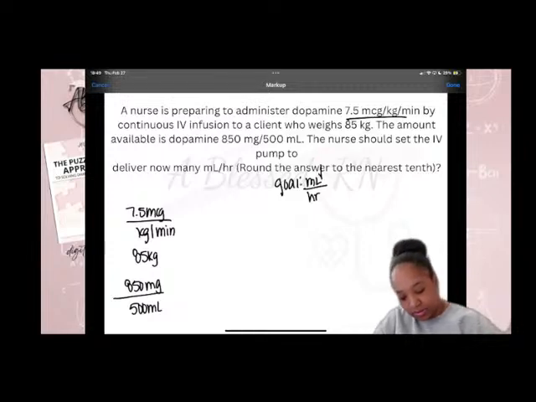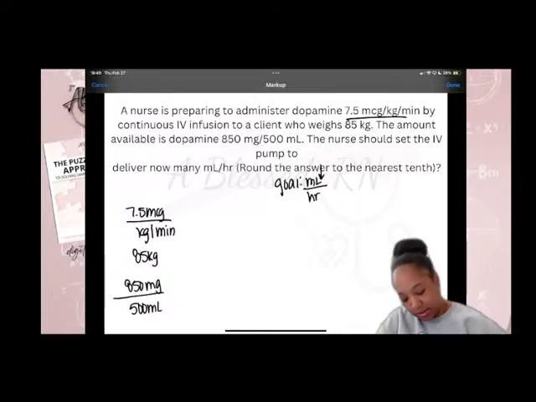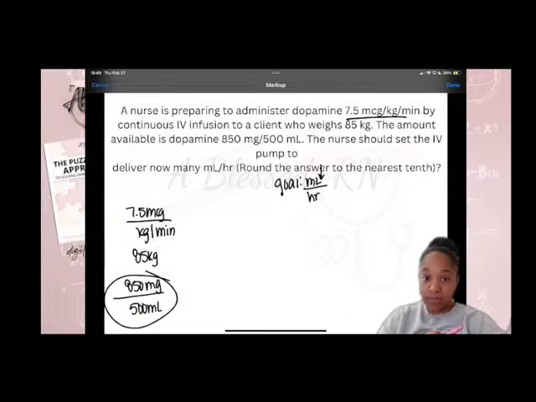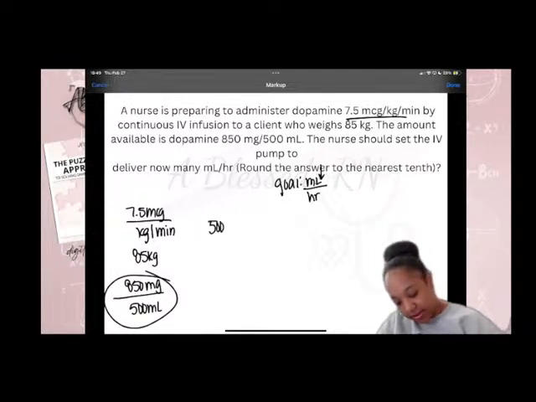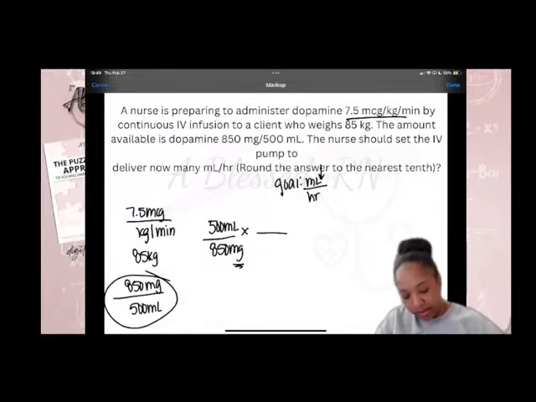Milliliters. Start with that top goal, okay? So that's the puzzle piece that has milliliters in it. Flip it. All right? 500 ml over 850 mg. Okay? So what comes next? We've got milligrams at the bottom. Milligrams is not a part of the goal, so we know it has to go.